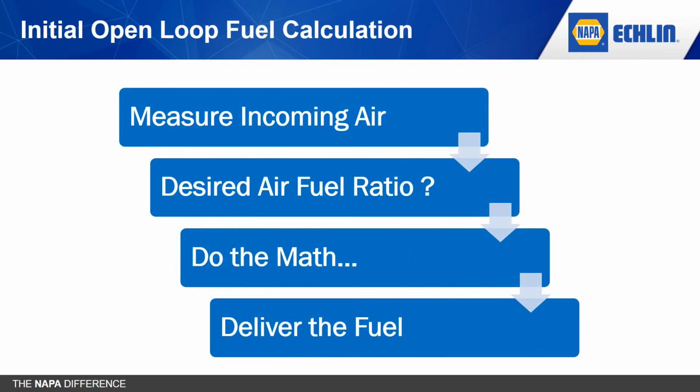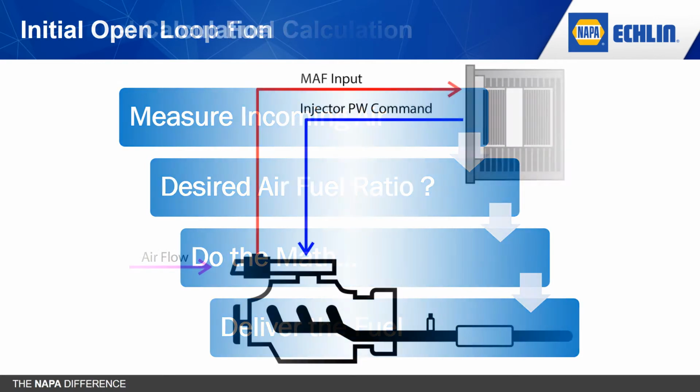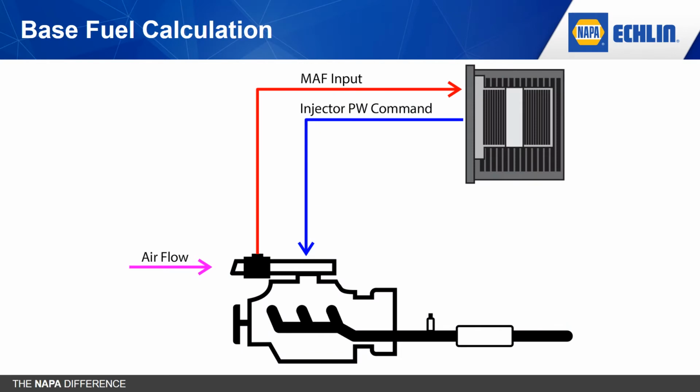The initial open-loop fuel control calculation is simple and straightforward. Using sensor inputs, the ECM determines the amount of air entering the engine. Next, considering the desired air-fuel ratio, the ECM then does the math and determines how much fuel should be delivered. The fuel injector pulse width command will be determined and carried out. In a mass airflow system, the base fuel calculation is very simple. The ECM receives the air mass value from the mass airflow sensor and then calculates the required injector pulse width to deliver the amount of fuel needed for the desired air-fuel ratio.